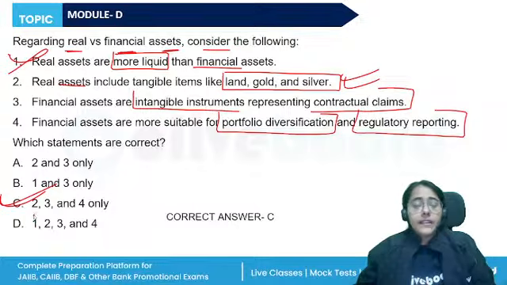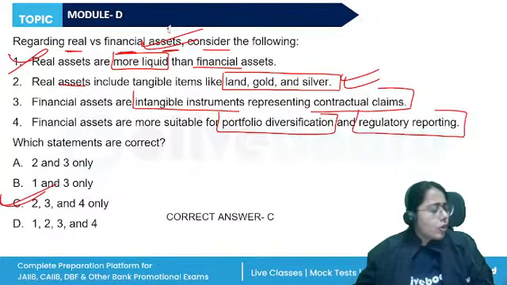Okay? Real assets are tangible. It is difficult to sell them. That is the meaning of liquidity. Financial assets, the various types of equity, stock, share that I can buy and sell in the market. They are more suitable for portfolio diversification. All right, so C should be the correct answer.